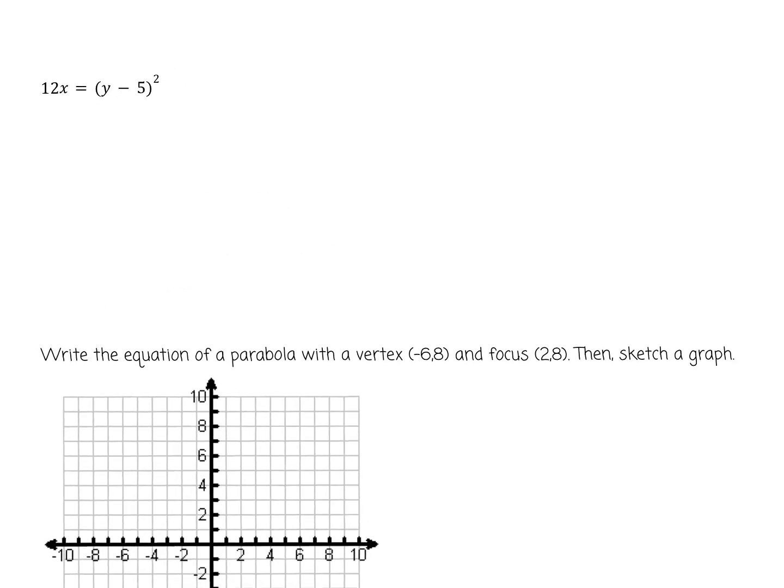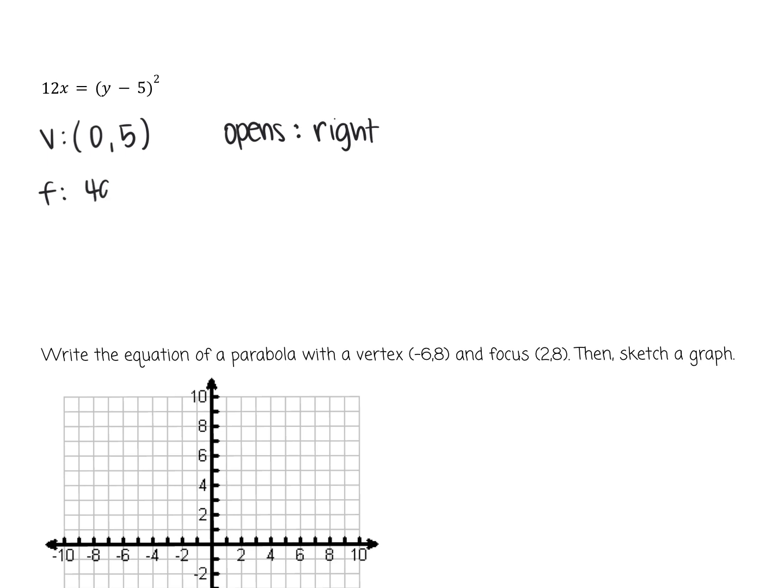Next example is 12x equals (y minus 5) squared. So for my vertex, nothing being added or subtracted from x, so the x value of my vertex is 0, then the opposite of what's with y, which is positive 5. It is going to open right, because y is being squared and my 4a is positive. Now for my focus, 4a equals 12. Divide both sides by 4, and we get a equals 3, which is going to get added to the x value of my vertex, giving me a focus at (3, 5).